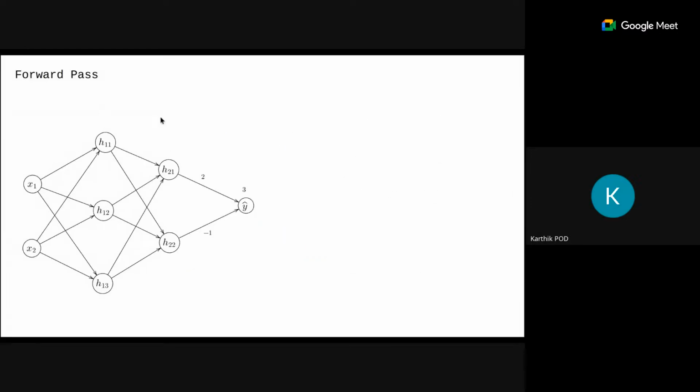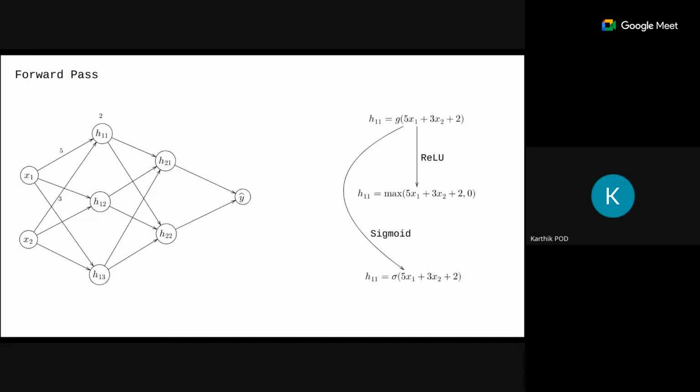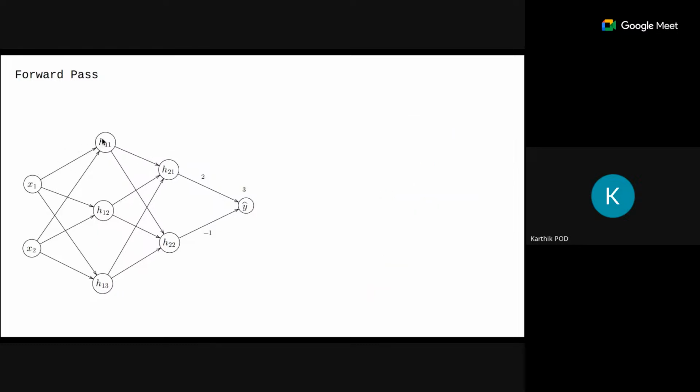I hope this is clear. Now what we have been doing is called a forward pass. The idea is if you give some input x1, x2, propagate that in a forward direction: take the values from here, pass it to the first hidden layer, pass it to the second hidden layer, and finally get an output. That's called the forward pass.